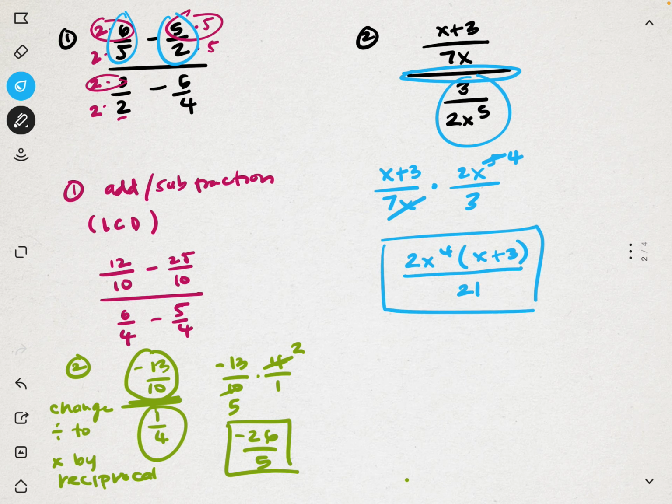Okay, so once you get the hang of it, it's not too bad. Once you realize that anytime we have a complex fraction, a fraction inside of a fraction, what we're going to do is we're going to take the numerator, multiply it by the reciprocal of the denominator.